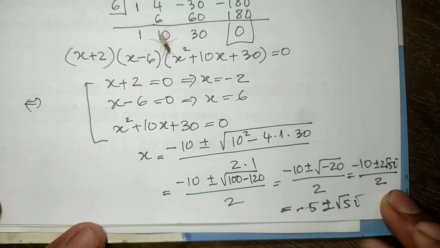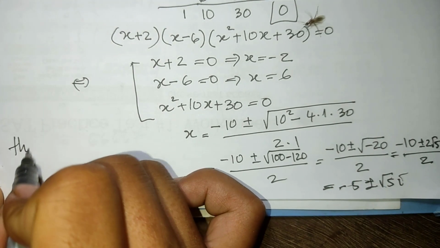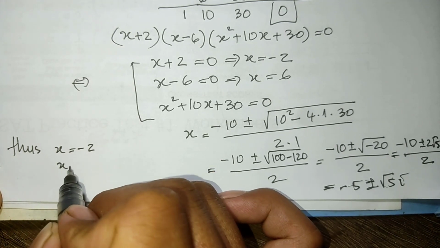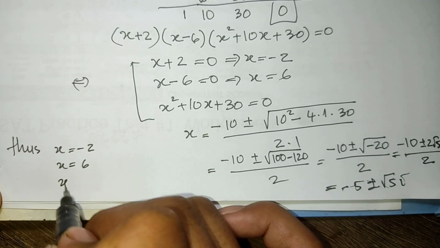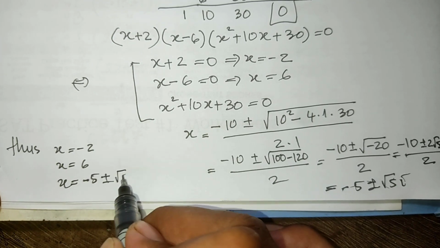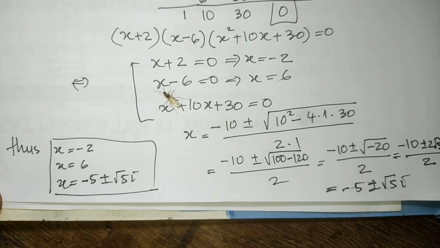Okay, now we get the solution: x equals minus 2, x equals 6, and x equals minus 5 plus or minus square root 5 i is our solution.